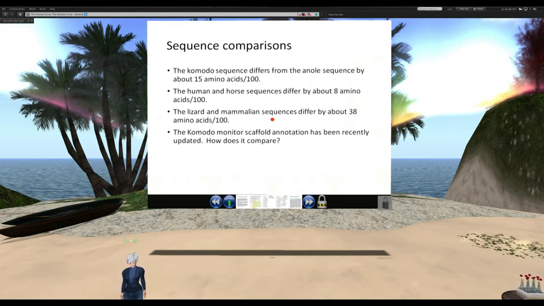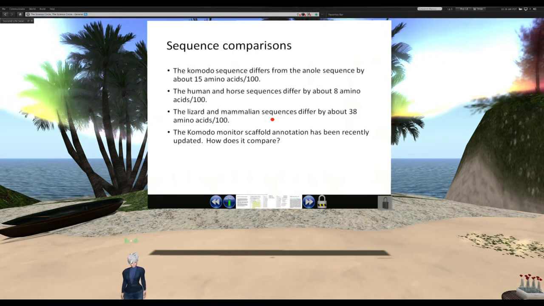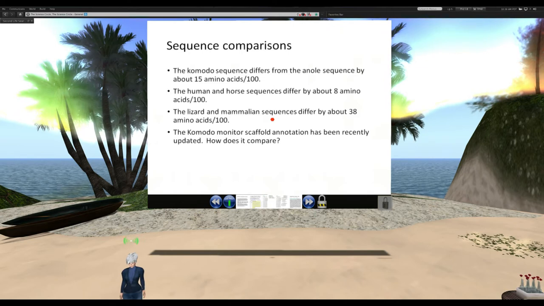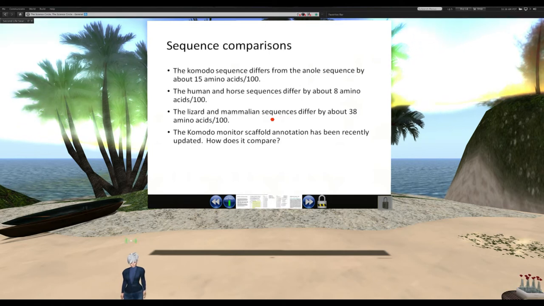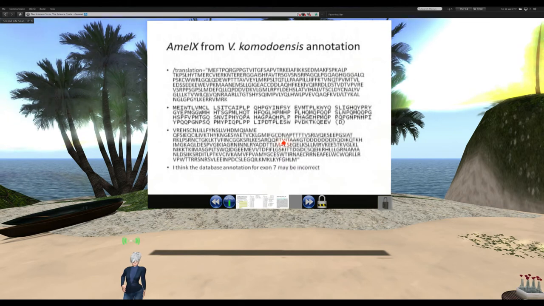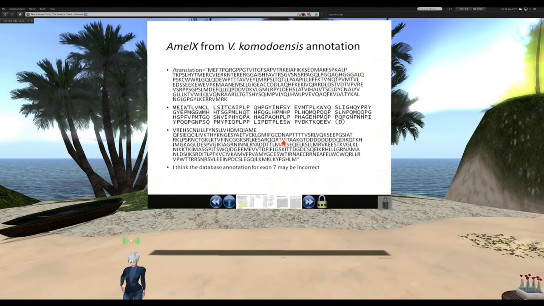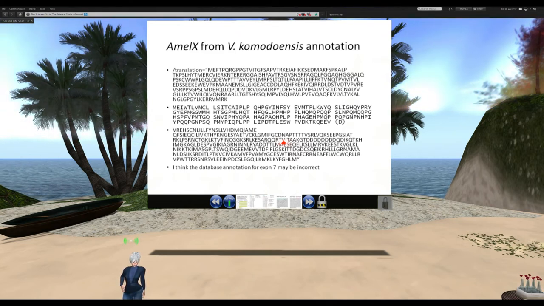So I did this adventure about a year ago. And in the meantime, they've been working on the annotations of the Komodo sequence. And so I thought, well, let's just look at it and see how it compares with what I figured out here. So this is the amino acid sequence for Komodo, for Varanus komodoensis, in their annotation.